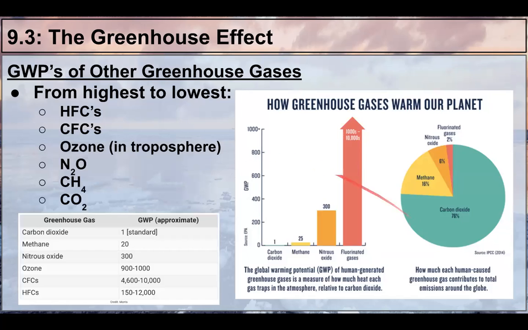Okay. All right, so just in terms of strength from highest to lowest based off of this data here, based off of our diagrams over here, HFCs, hydrofluorocarbons, and then chlorofluorocarbons are the strongest greenhouse effect gases. And then ozone, which is actually a new one that we haven't mentioned quite yet, nitrous oxide, methane, and then carbon dioxide.